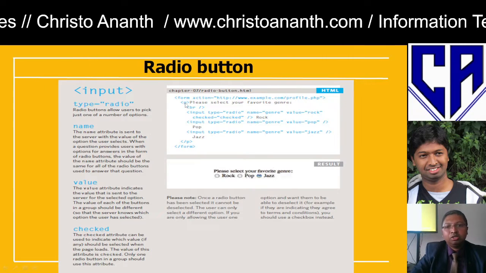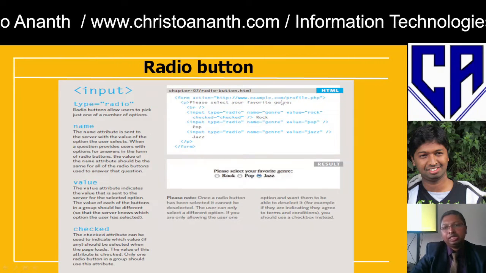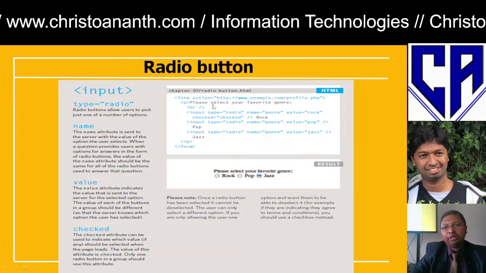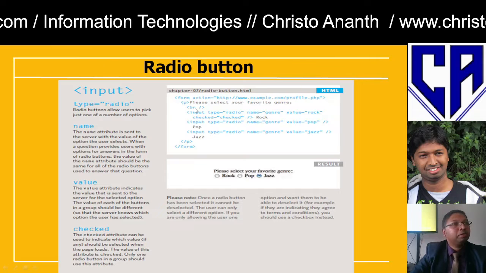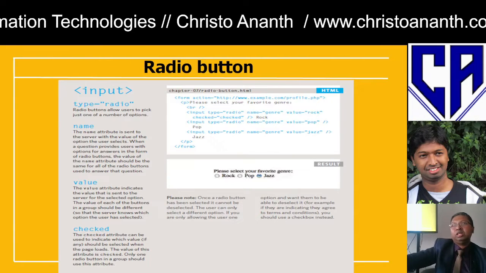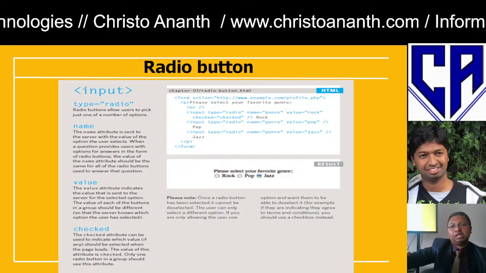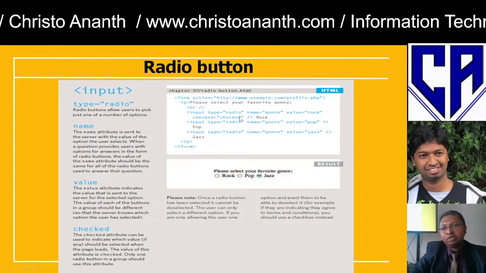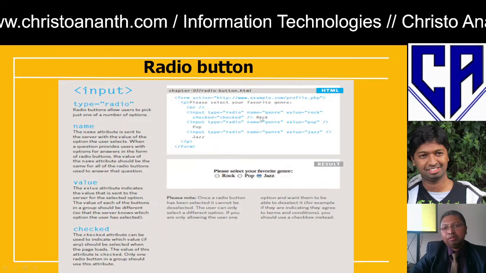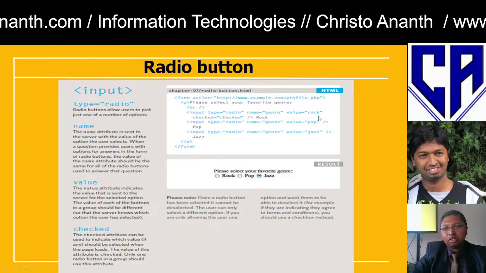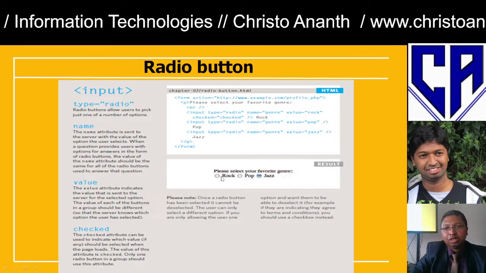So here we will have form action example.com/profile, paragraph tag, please select your favorite genre. And then you close with the BR tag. What does the BR tag do? Break. It immediately goes to the next line. And then the input type is actually radio. What is the meaning? It is actually a radio button. So name genre, value rock.